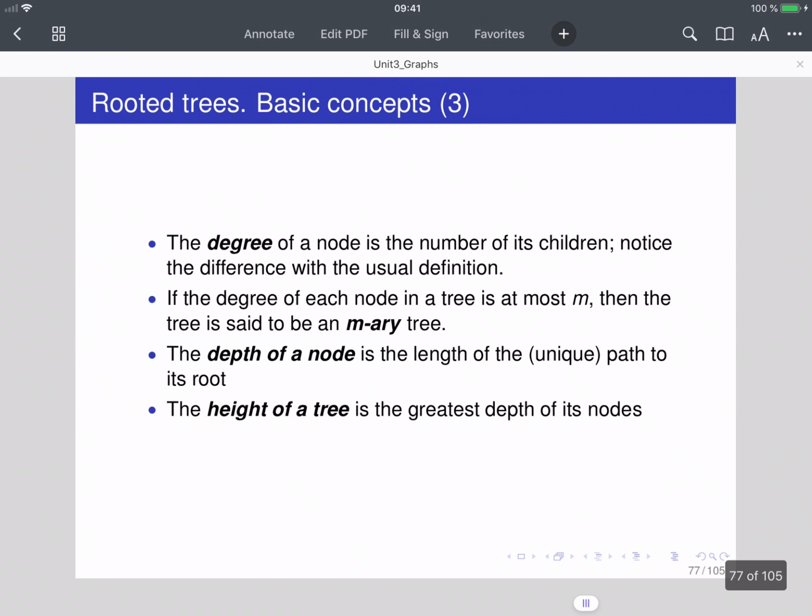So finally, let's study what we call the degree of the elements in a rooted tree, and what we call the depth and the height of the tree. So you may think, well, we already know what's the degree of a node in a graph. Yes, we do, but in trees, in rooted trees, we have a slightly different definition.